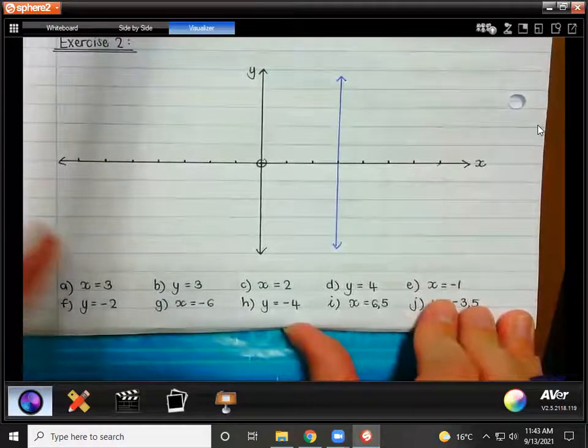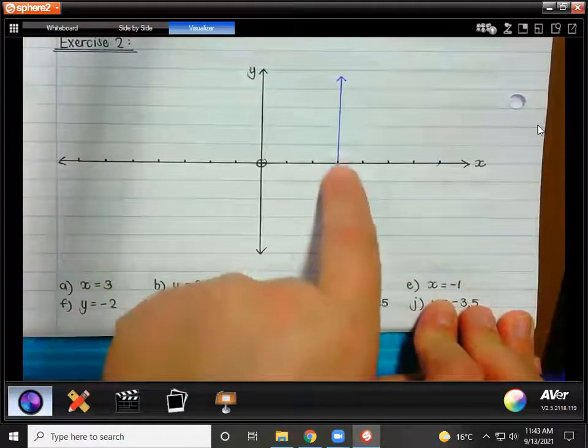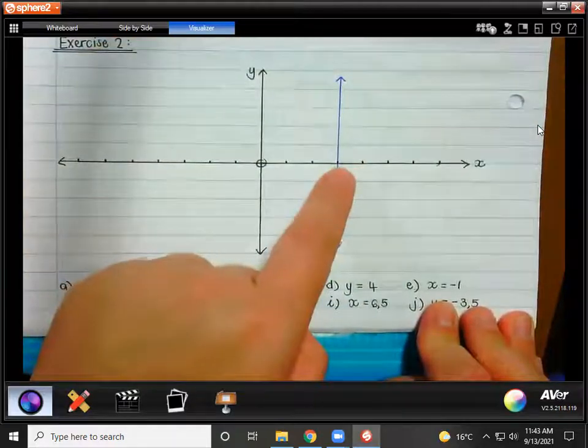I'm going to say again, they say x equals 3. So you go to the x-axis, 3. You put your line down. You just need to know that it is a vertical line.